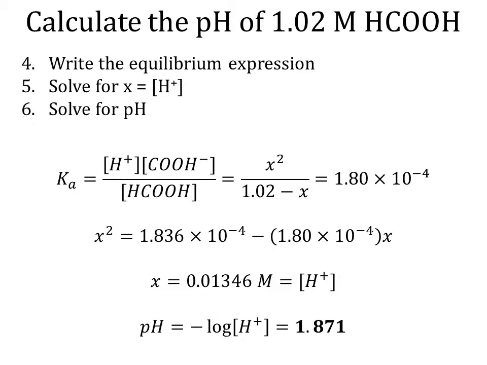The sixth and final step is to then solve for pH, where pH is equal to the negative log of the H+ concentration, which in this case is 1.871.